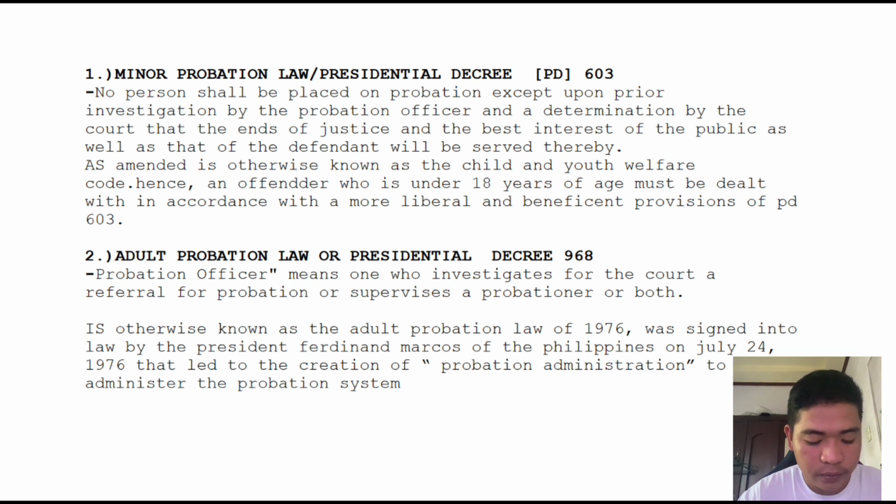Hence, an offender who is under 18 years of age must be dealt with in accordance with a more liberal and beneficent provision of PD 603. However, criminal responsibility of minors shall be dealt with through Republic Act 9344, otherwise known as Juvenile Justice and Welfare Act of 2006 as amended.